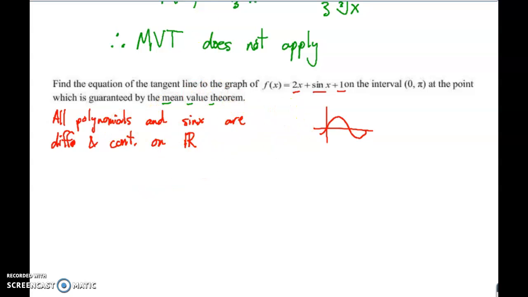So what do we need to do? Switch colors. You find the derivative, which is 2. The derivative of sine is cosine. The derivative of 1 is 0. And you have to set it equal to the average rate of change. Now, some people will actually just write out or independently find the average rate of change, but you could actually work it out at the same time where you do pi minus 0, that's subtracting your x's, and plugging in pi into the numerator. So 2 pi.